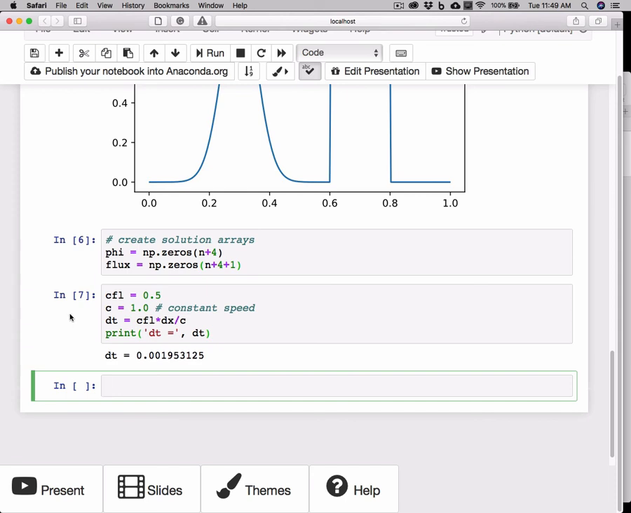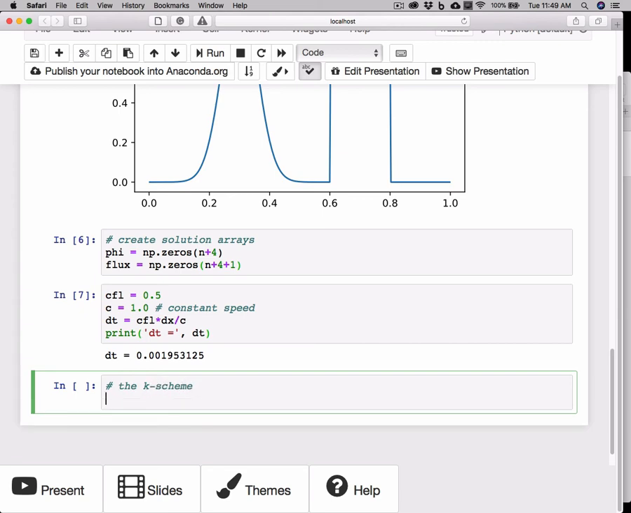Okay, the K scheme or kappa scheme, right? And I set K equal -1. That's going to give us second order upwind? Or no, the upwind scheme. That's going to give us the upwind scheme.